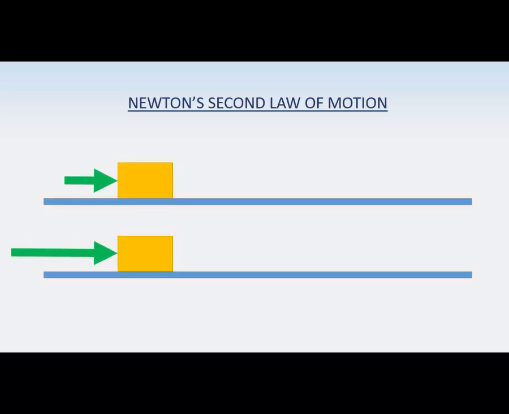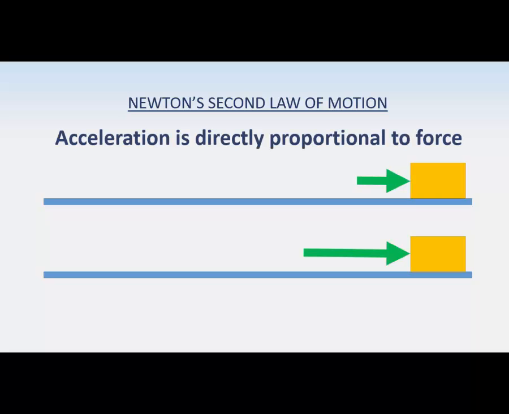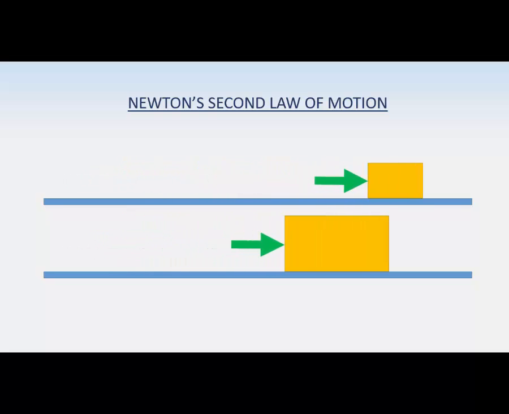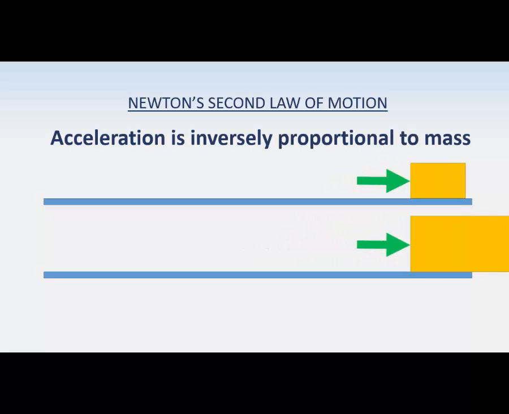Here we have two masses of the same size with two different forces being acted on them. Now, as you would expect, the larger force causes the mass to accelerate faster. This lets us know that acceleration is directly proportional to force. Now we have two masses of different sizes, each being pushed by the same size force. Once again, it's easy to see that the larger mass will move much more slowly than the smaller mass. From this we can conclude that acceleration is inversely proportional to mass.